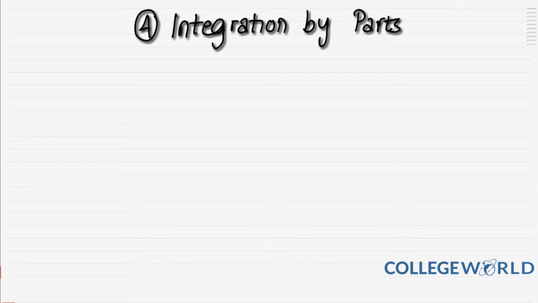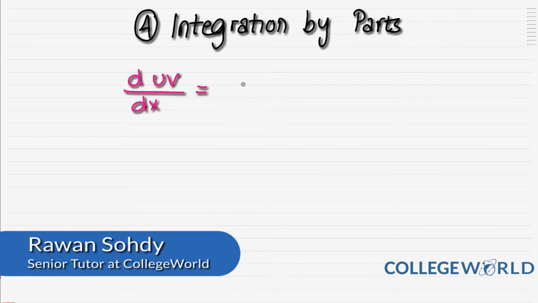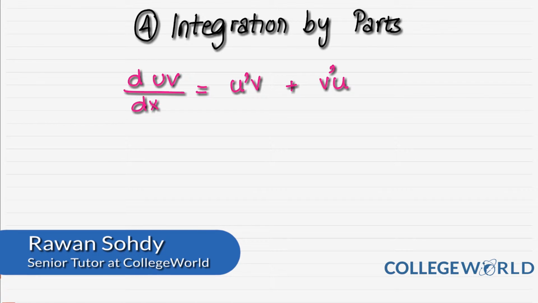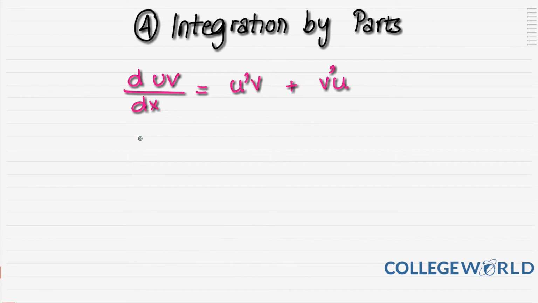Now, if you want to write the actual product rule, it's d(uv)/dx, where u and v are the two expressions being multiplied, that would give you u'v plus v'u. And then if I wanted to actually do by parts, if I wanted to make this one here the subject of the formula, it is going to be uv' equals (uv)' minus u'v.